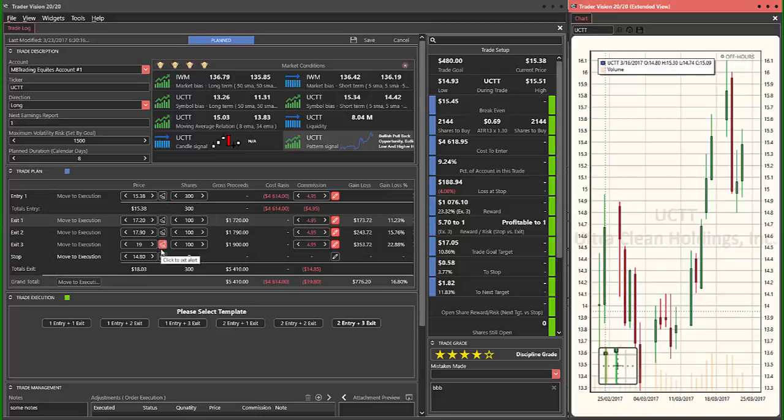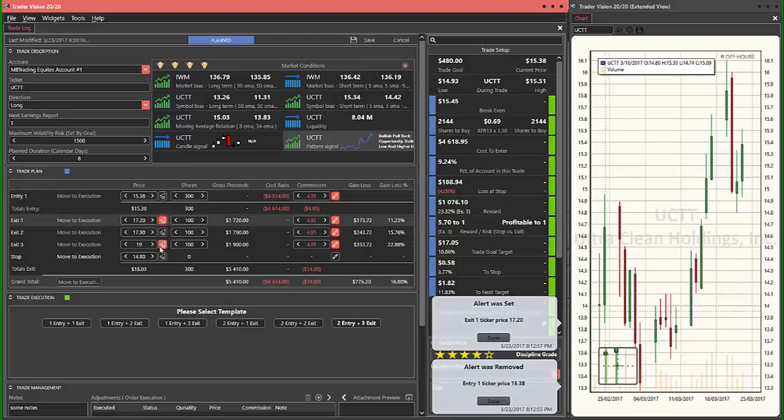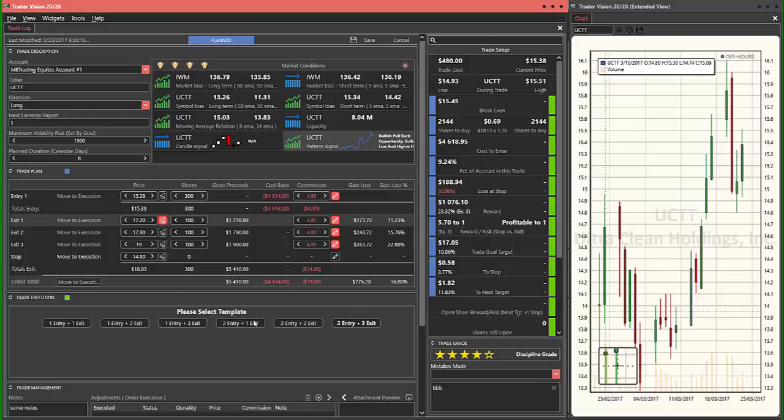But there's about a dozen built-in sound effects that you can use for your audio alerts. And every time you set one, it pops up and tells you that you've set an alert for the entry or for an exit and so forth. And when they execute, you'll get the same pop-up and you'll get the audio alert.